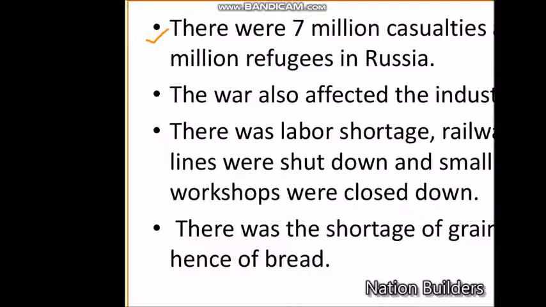The destruction of crops and buildings led to over 3 million refugees in Russia. Due to this destruction, 3 million people became refugees in Russia.